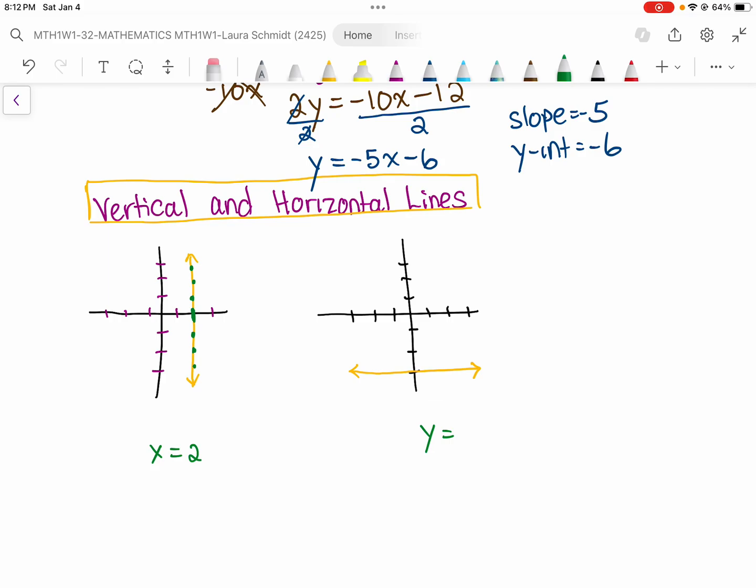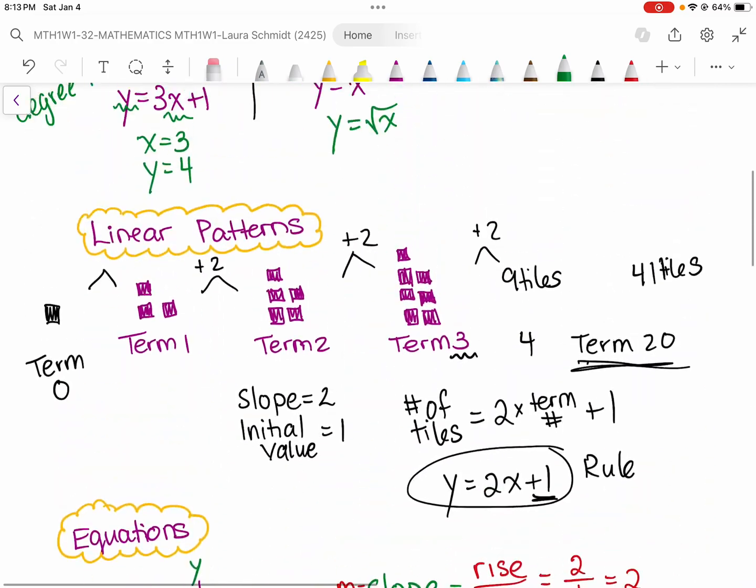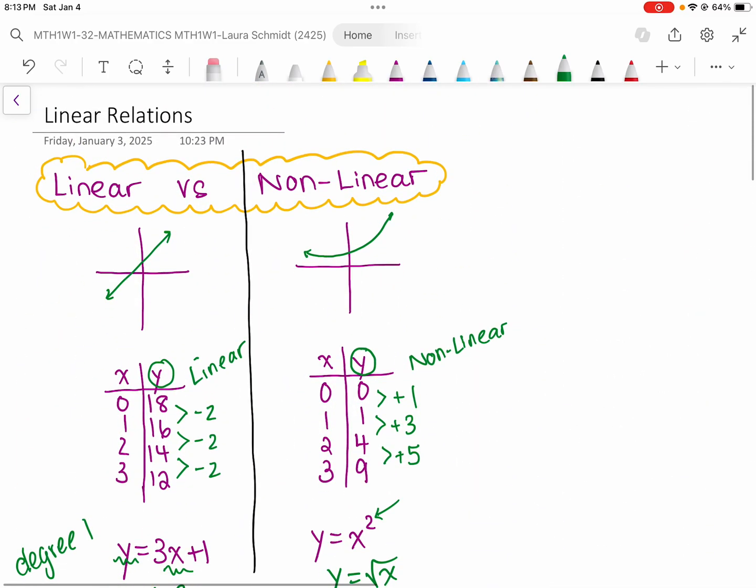And for a horizontal line, here we're at negative 3. So we just write it as y equals negative 3 because that's what y is always going to be. X constantly changes, but y is negative 3. So that's how you write the equations of vertical and horizontal lines. And that's just a very brief summary of linear relations.